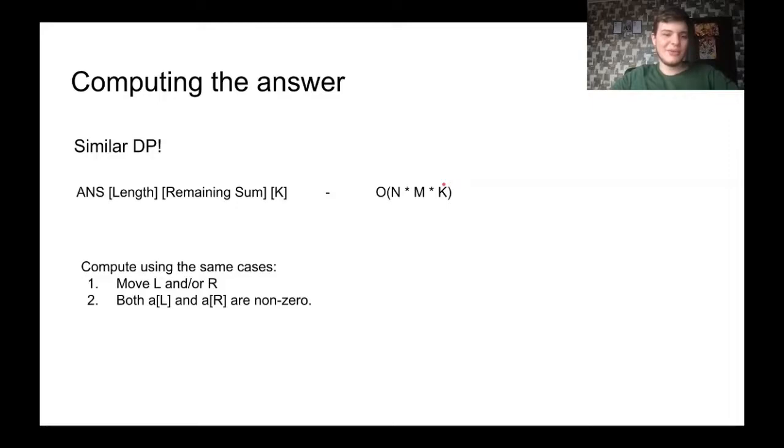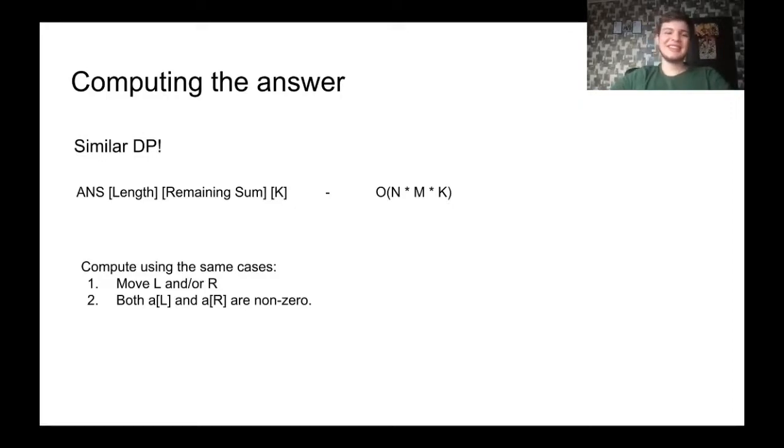So we have basically, again, two cases. As I said, we are going to keep the structure of the DP. The first case is we either move the left or the right. And the second case is when both the left and the right are non-zero. So in a way, we need to take away the bottom row of the hill, and we take it away and consider the top DP.